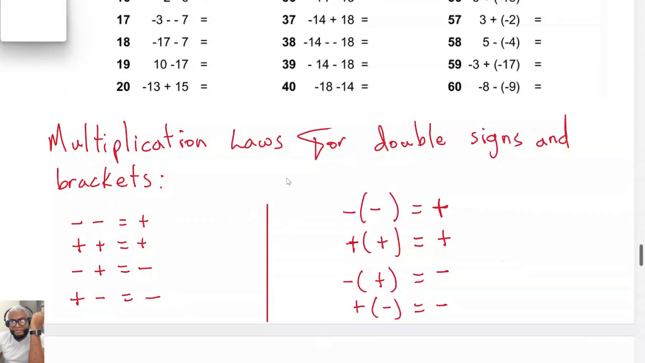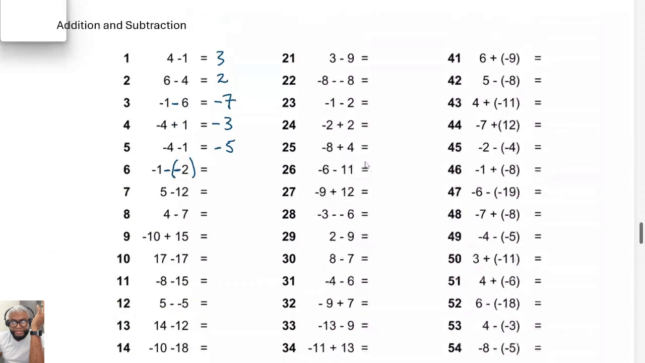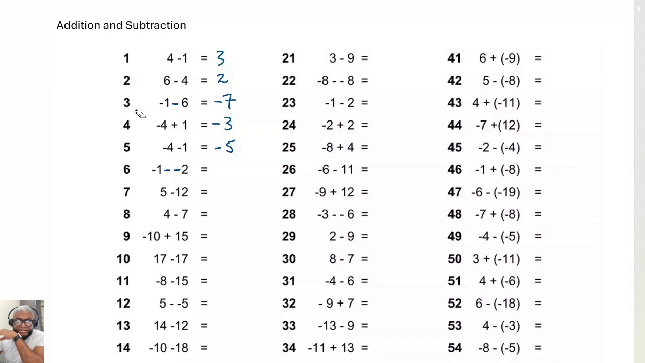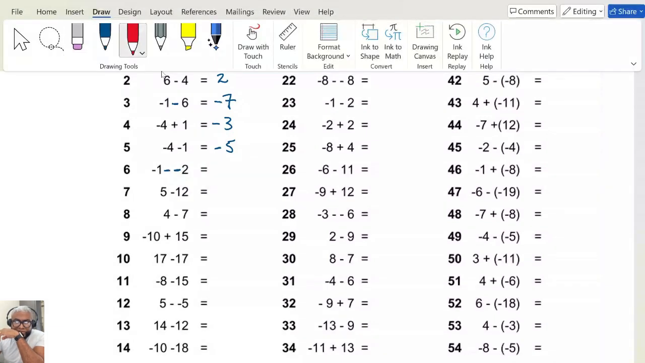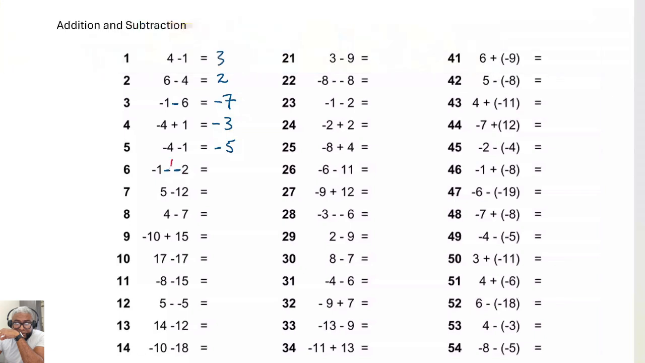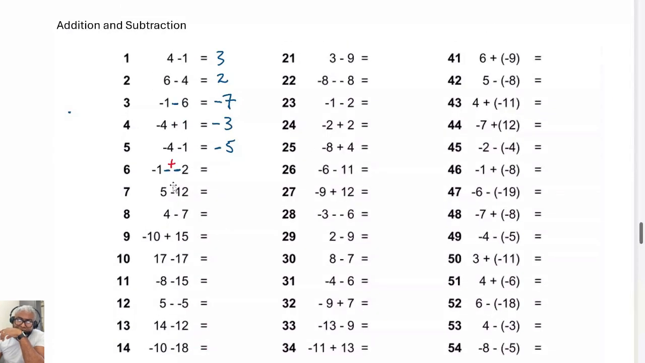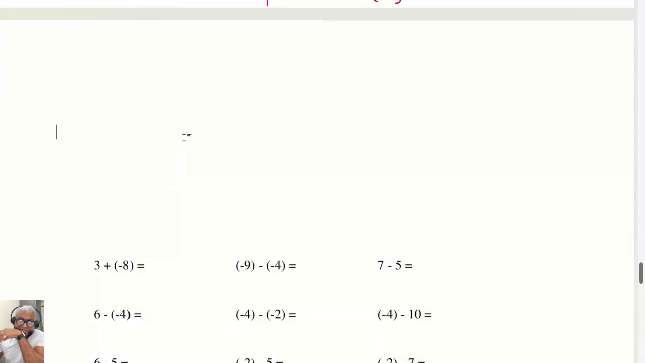Write this down. This is very important to what we're going to do. Okay, so we have our multiplication laws, double signs and brackets. Scrolling up. So this here is a double sign, right? I'll remove the bracket. So it's like negative 1 minus 2. So this minus and this minus will become a plus. Right, Ramo? Yes, sir. Minus and minus is a plus. So I'm going to write it over. I'll do the double sign questions down here because I want some space.